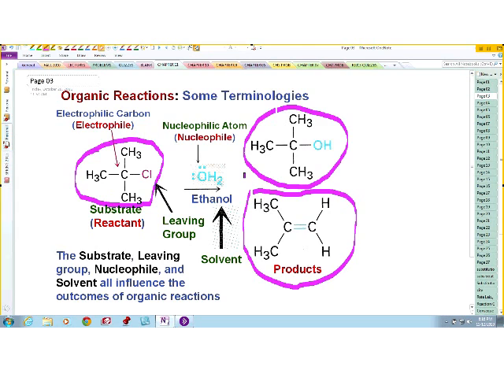Now, what we do as organic chemists, therefore, is to find those conditions that will allow us to preferentially make a particular product. And some of those conditions, of course, depend on the reaction condition. For example, what type of solvent are you going to use? In this reaction here, ethanol is used as a solvent.